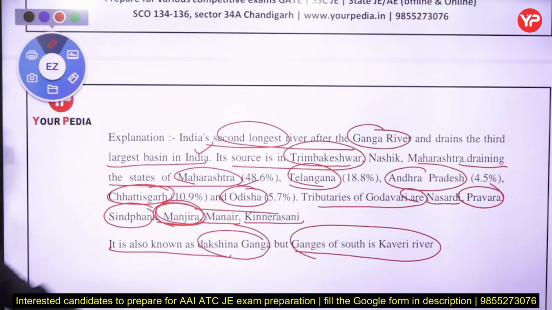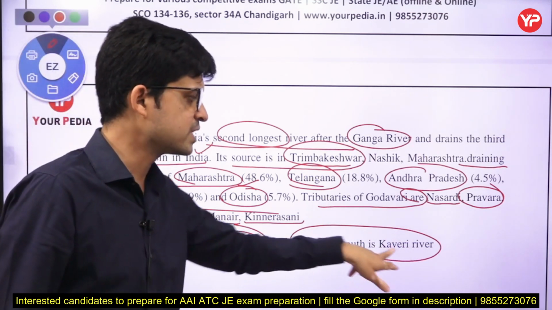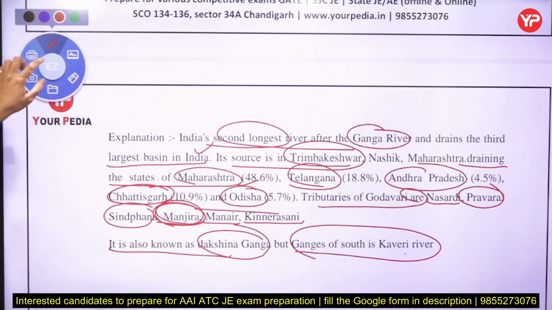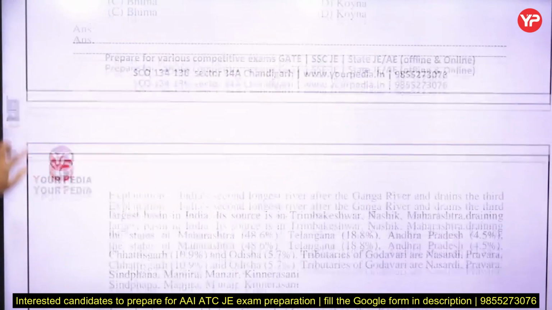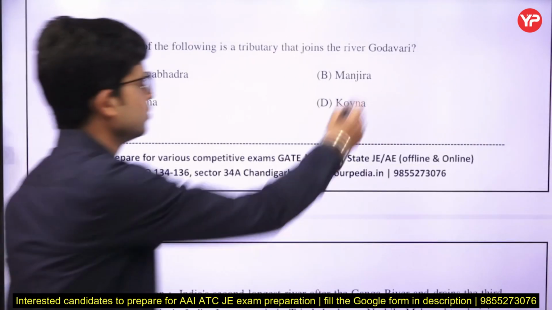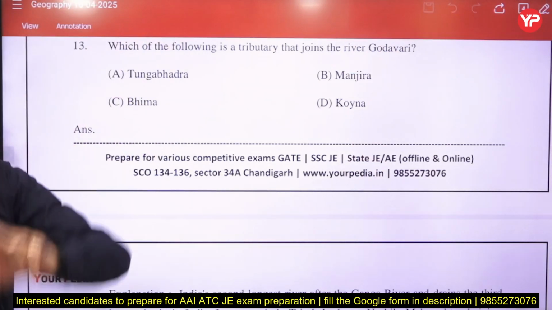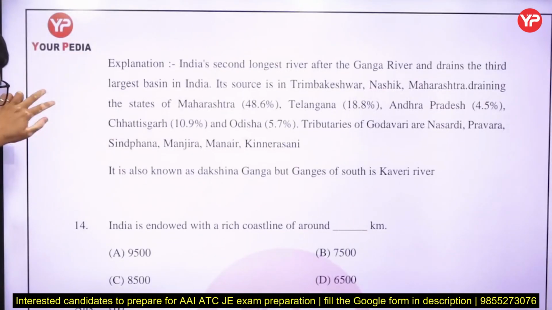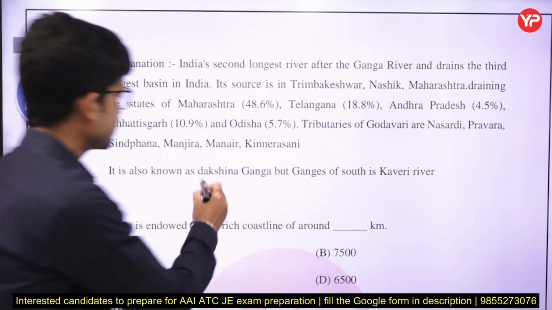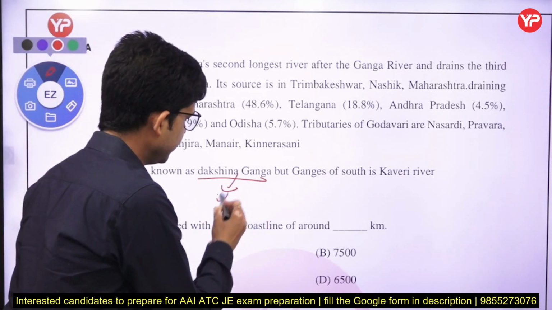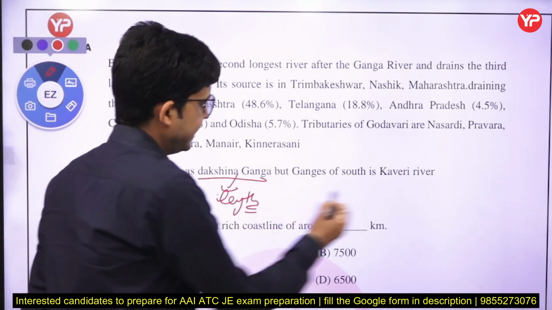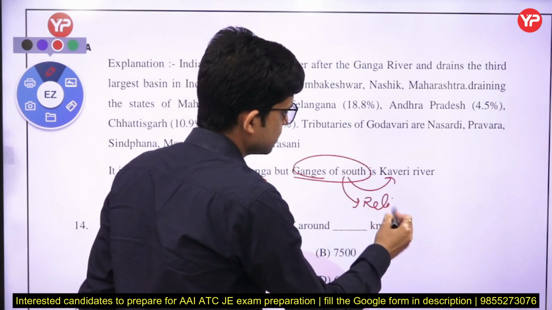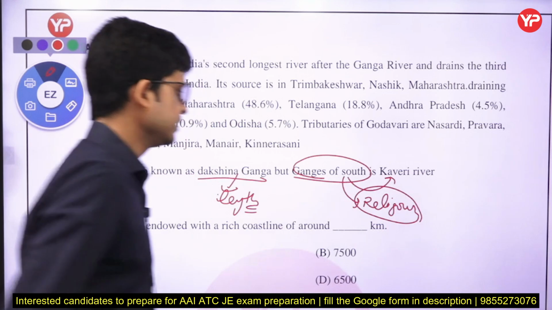ठीक है? So Ganges of South is always Kaveri river, and Dakshin Ganga is known as which river? That is Godavari. Okay. So always remember that difference. It is a very important point. Most students get confused on that point. Dakshin Ganga is said according to length, and Ganges of South is Kaveri. Why? Because of religious purpose. पूजा होती है इसकी. ठीक है.